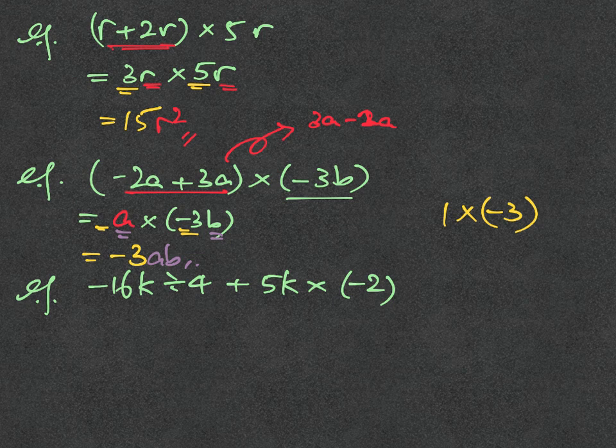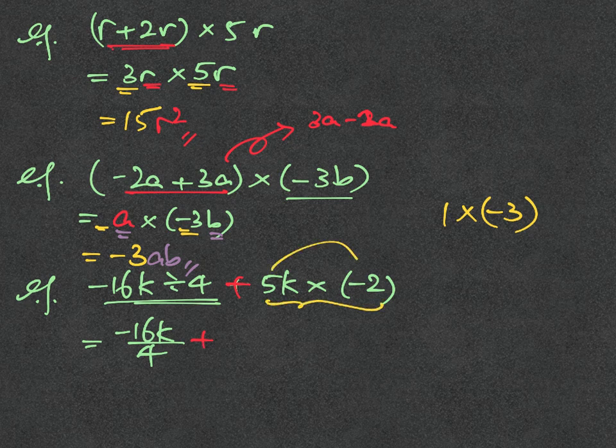The last one, we do the same thing. Division, we turn to a fraction first. Minus 16k over 4. Next one, be careful, is addition. And the rest is a multiplication. We have to complete them first. 5 times negative 2, plus 5 multiplied by negative 2 is negative. So that's why we write negative. And the answer should be negative 10.